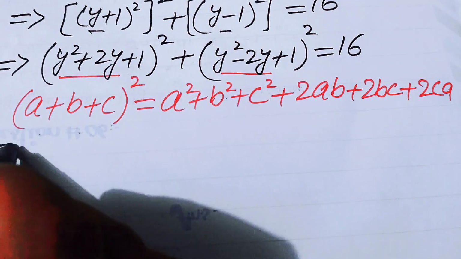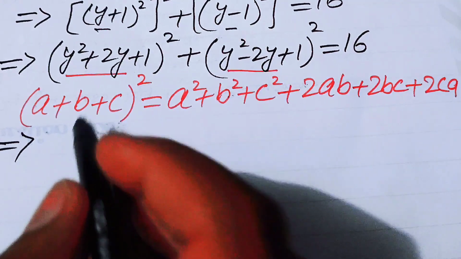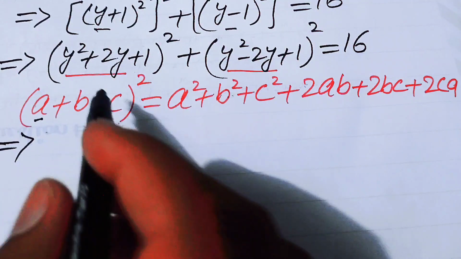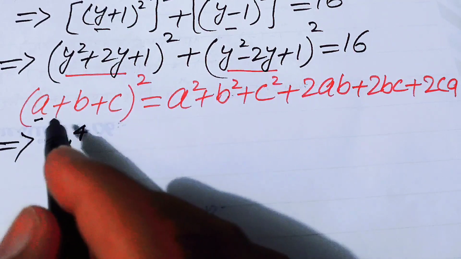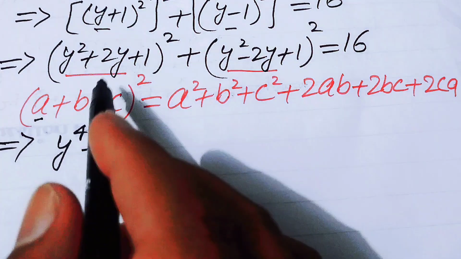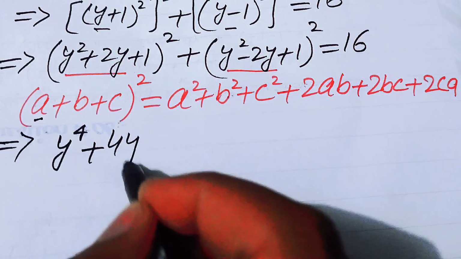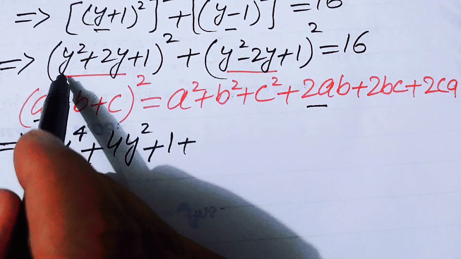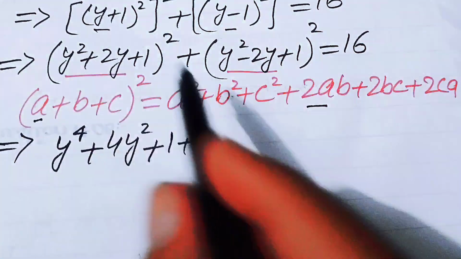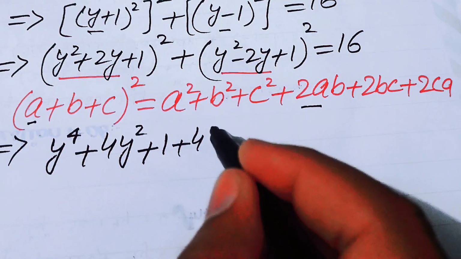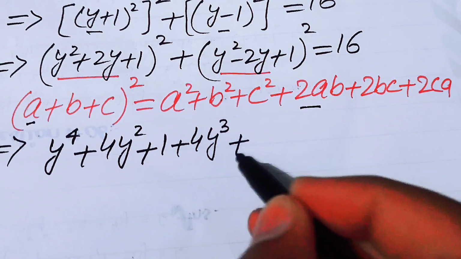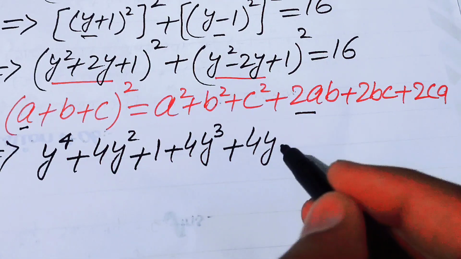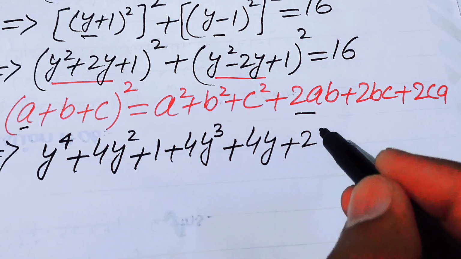After applying this identity in the first term you get the output in the form of: first, a squared, where the value of a is y², so it becomes y^4, because y² squared becomes y^4, plus (2y)² equal to 4y², and plus 1² equal to 1, and plus 2ab, where a is y² and b is 2y, so 2 times of this equals 4y³, plus 2bc, where b is 2y and c is 1, it becomes 4y, and 2ca is equal to simply 2y².